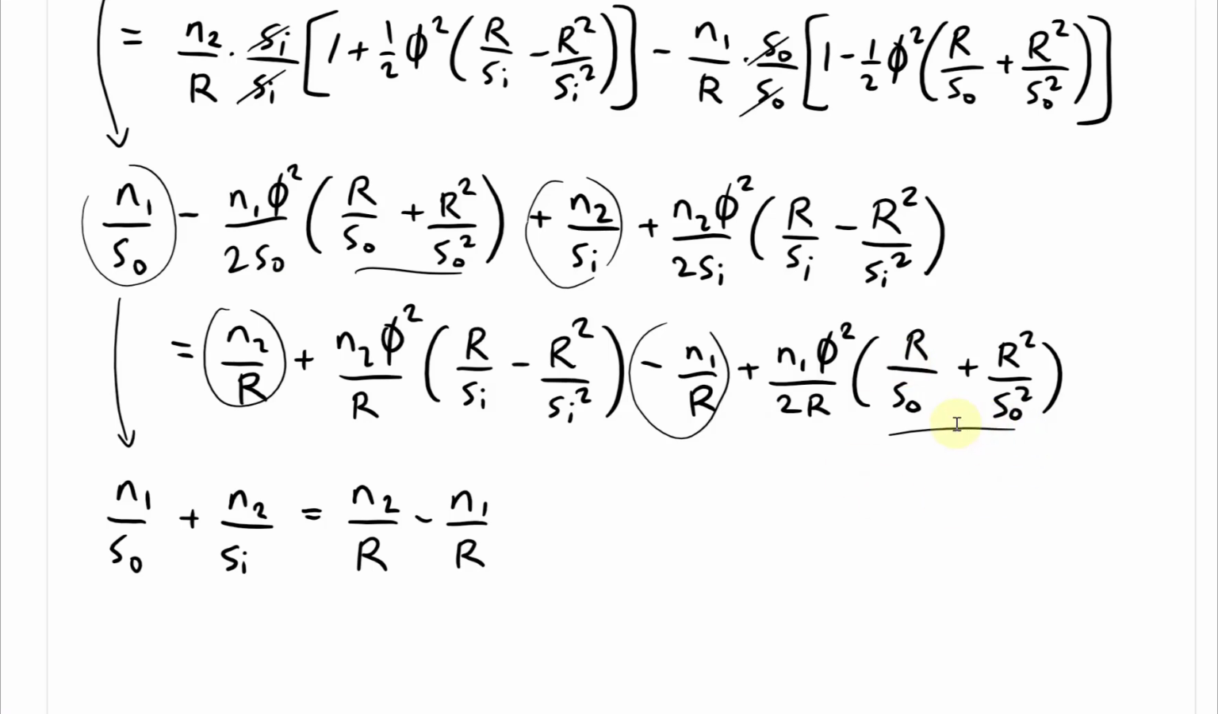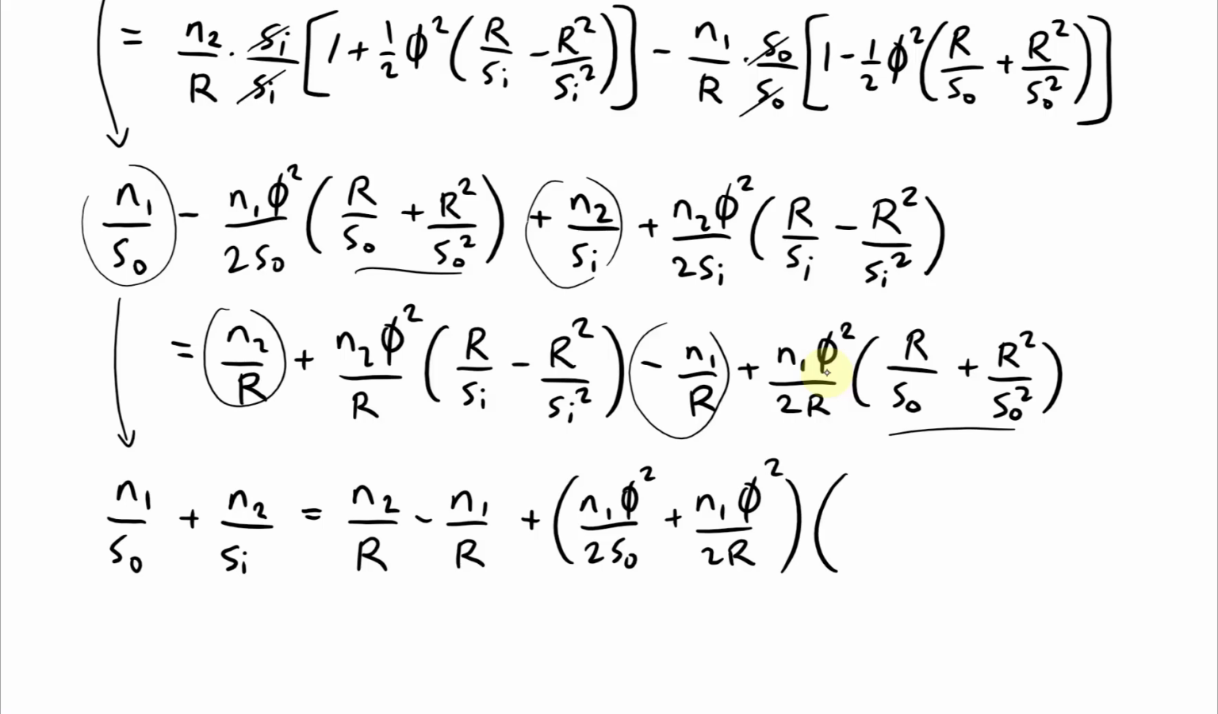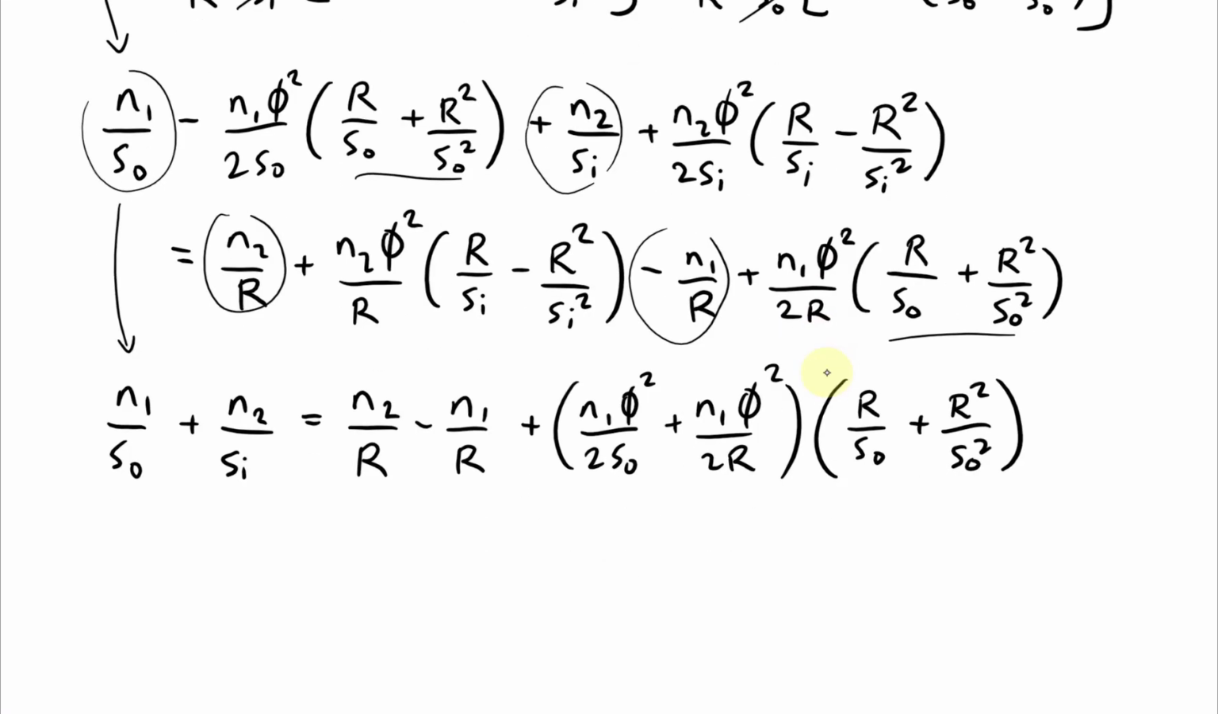Yeah, so this one we're going to factor out. So what we're going to end up having is, and we're going to add to this one on both sides, so it's going to be a plus. So we're going to have a bracket plus n1 phi squared over 2s naught plus, on this side now, plus n1 phi squared over 2r, and then put a bracket like that, and this is going to be the one that's factored out. S naught plus r over s naught squared, and now we keep going, so this is going to be a plus or minus.